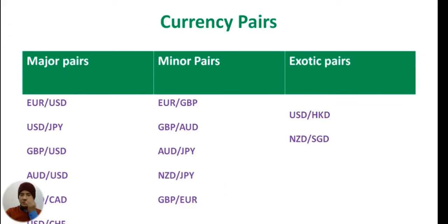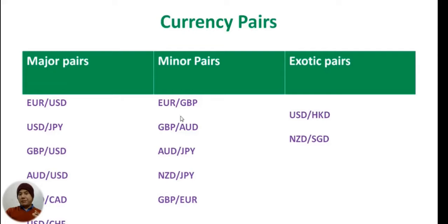And then we have currency pairs. As I talked about earlier, there have to be two currencies. These are called major currency pairs, where the USD is involved, like euro versus dollar, dollar versus Japanese yen, and pound versus dollar. These are the major currency pairs where you see a good amount of volatility and movement.